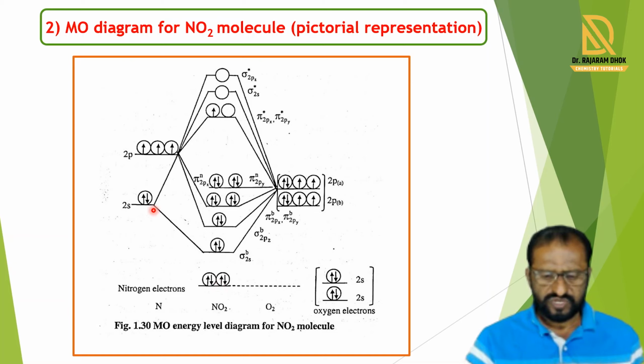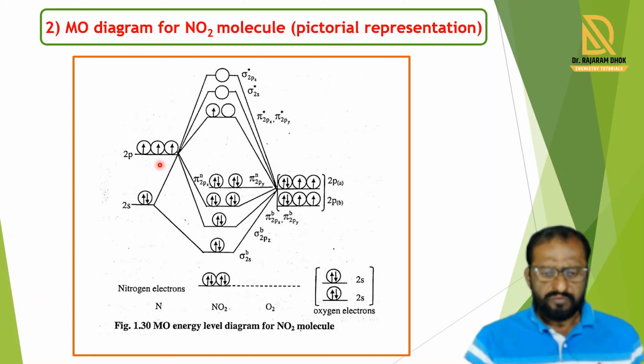Now the 2s atomic orbital of nitrogen and one of the 2px atomic orbitals of oxygen combine when wave functions are the same, and it forms sigma 2s molecular orbital. Now the second sigma molecular orbital is formed by combination of the 2px atomic orbital of nitrogen and the second oxygen atom's 2px atomic orbital, and forms sigma 2px molecular orbital.